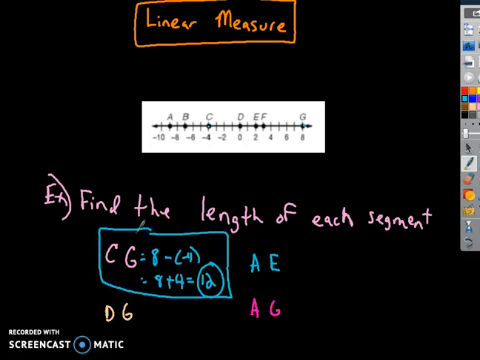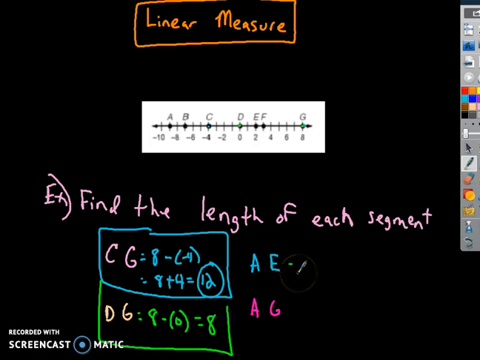All right, if I try the next one, from D to G, D is here and G is there, so it's 8 subtract 0. Well, that's pretty easy. That's 8. So DG has to be 8.